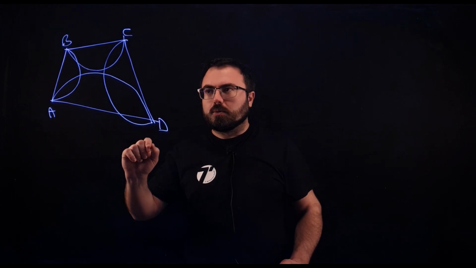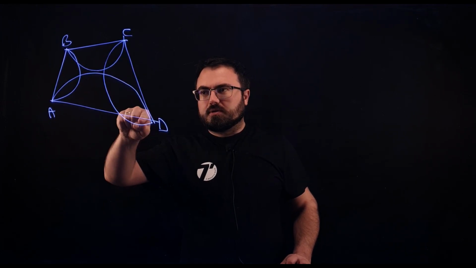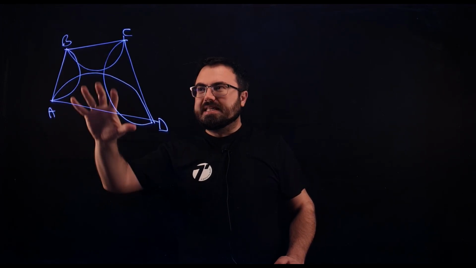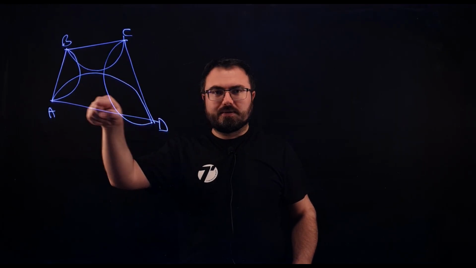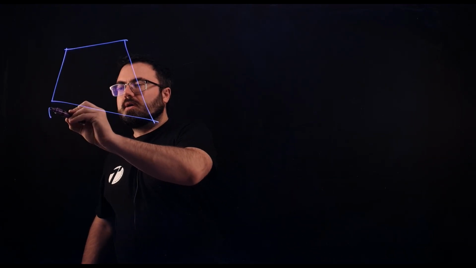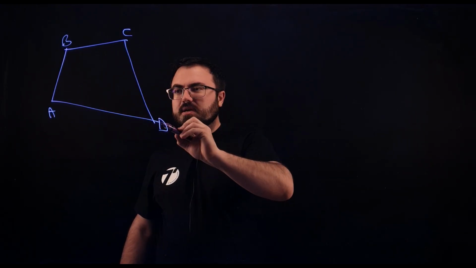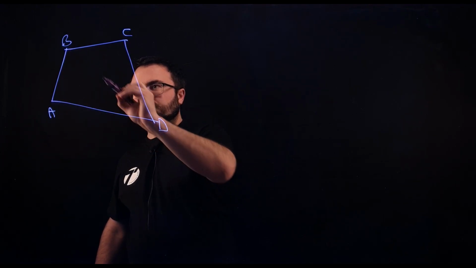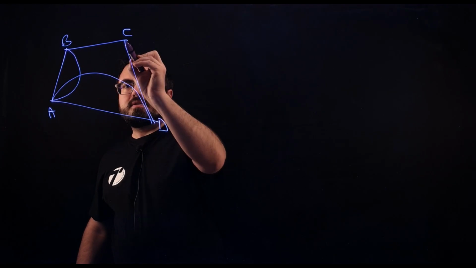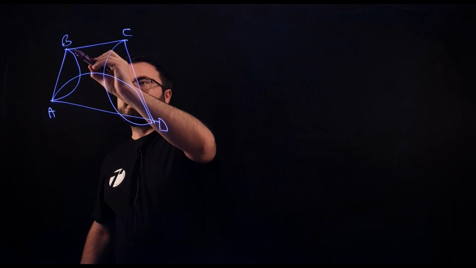Another question is the following. Do these semicircles here cover the entire inner area of the quadrilateral? Let's say you have a quadrilateral, just a random one, ABCD, and you take the sides as diameters of circles, and you take the semicircles that are built right on top.